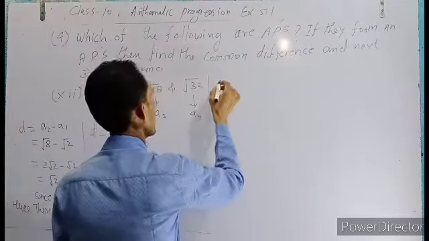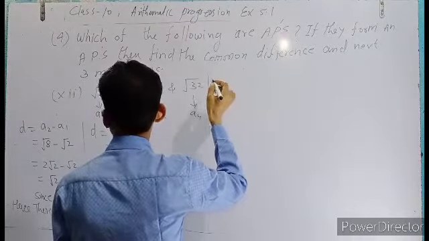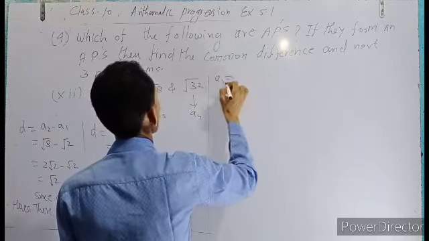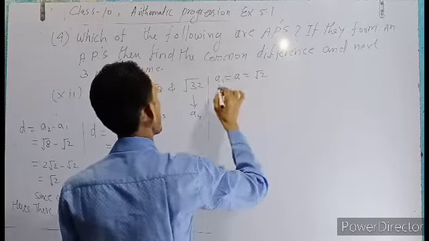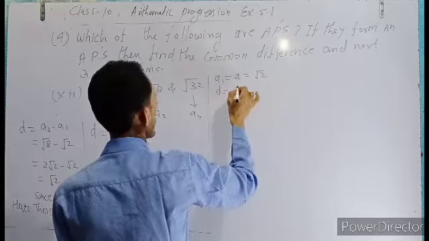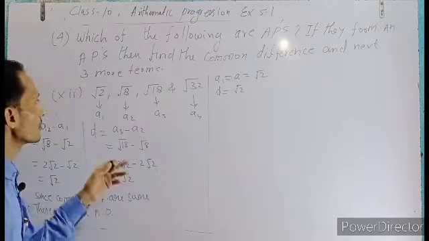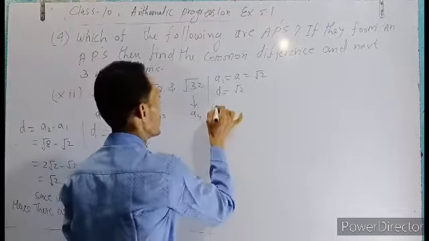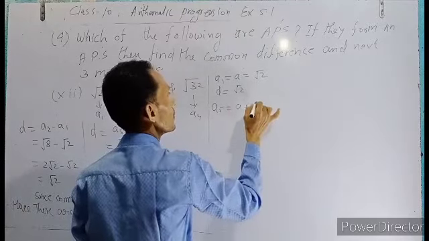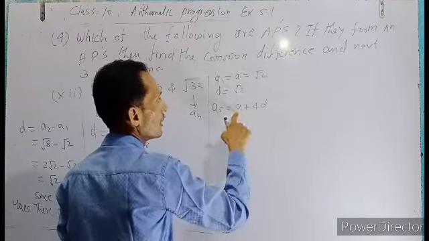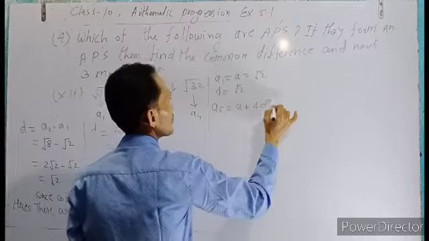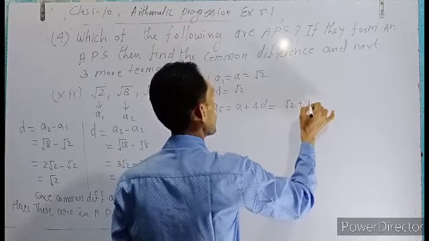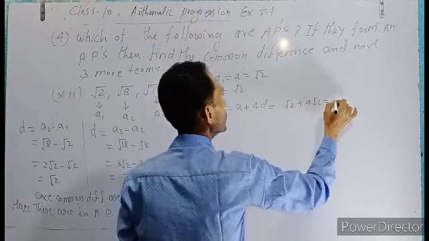Next 3 more terms means you have to find the first term A1, that is A. First term A1 equals A, that is root 2, and the common difference D is root 2. Then for the next 3 more terms, first, second, third and fourth are given, and you have to find the fifth, sixth and seventh. A5 means A plus 4D. A plus 4D means root 2 plus 4 times root 2, that is equal to 5 root 2.